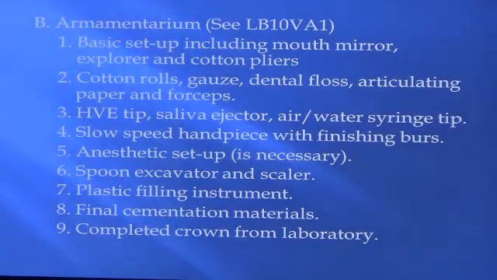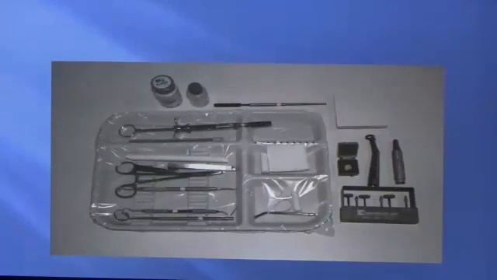This is what's needed. Obviously the basic setup, high volume evacuator, saliva ejector or water syringe, slow speed handpiece, finishing burrs, anesthesia. We do need anesthesia because when you remove the temporary, if the patient is really sensitive, you have to anesthetize the patient to keep the patient comfortable. We'll need a spoon excavator, a scaler to remove excess cement, a plastic filling instrument, final cementation materials, and the completed crown from the laboratory. This is kind of what it looks like.